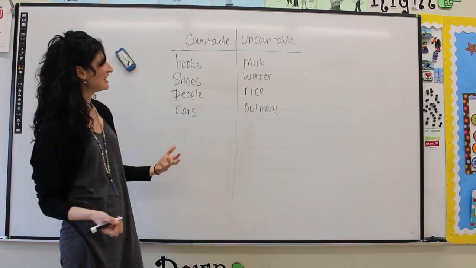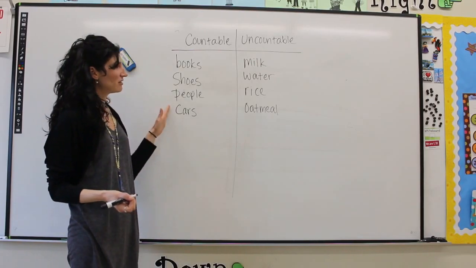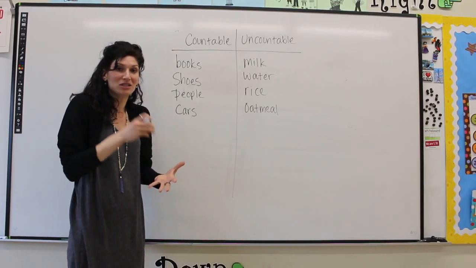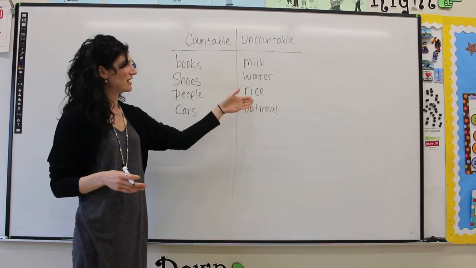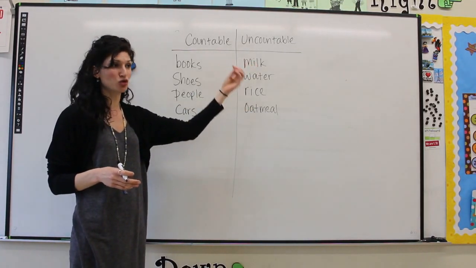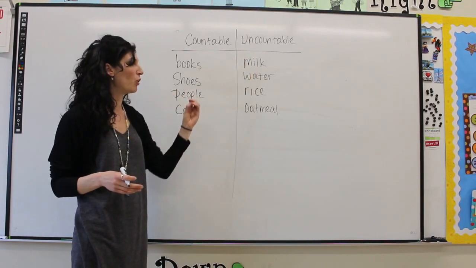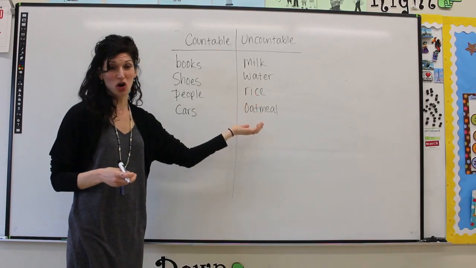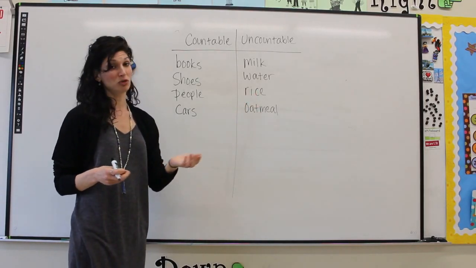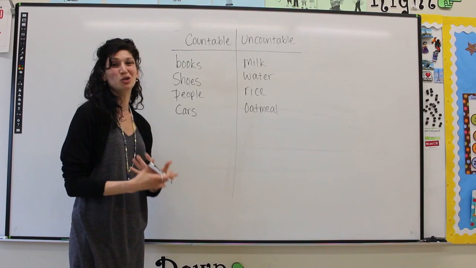So as you can see, with countable nouns, you can actually count the number that you have in front of you. With uncountable nouns, you're not able to count the droplets of milk that you have, or the droplets of water, or even the little bits of rice or oats in your oatmeal. Could, but like I said, you probably wouldn't.